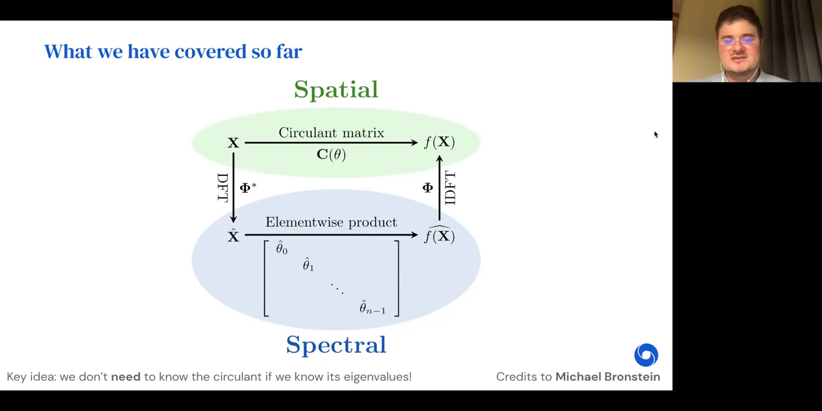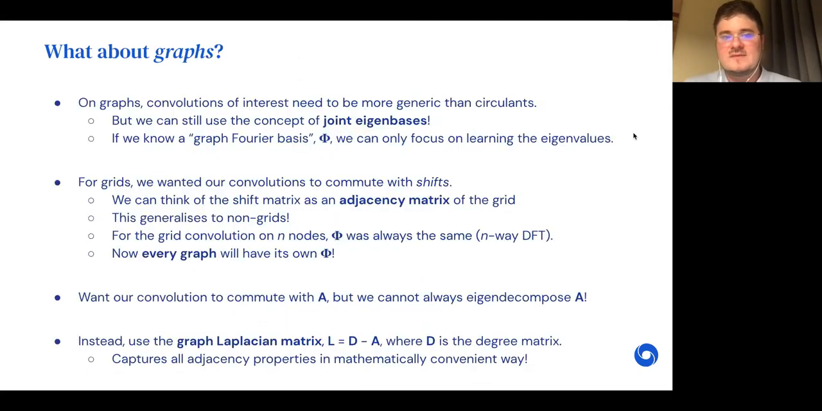And the key idea here is that you don't need to know what the original convolutional filter was if you know what are its eigenvalues with respect to the Fourier basis. So this is one very impactful idea that we can use to potentially try to define graph convolutions. On graphs, convolutions are obviously going to need to be more generic than circulants because graphs are more complicated than grids. But you can still use this concept of sharing an eigenbasis. So if you know a particular phi matrix for that particular graph, you can only focus on learning the eigenvalues.